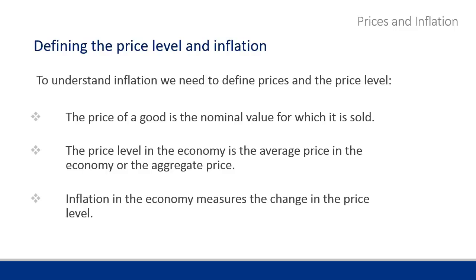To define inflation, we first need to discuss what is the aggregate price. And to do that, we need to talk about what is the price. What is a price? The price of a good is just the nominal value for which it is sold. It's the ticket we see on goods. But in macroeconomics, the aggregate price is the average price in the economy, or the price level. We can also think of it as the price level, P on our axis.